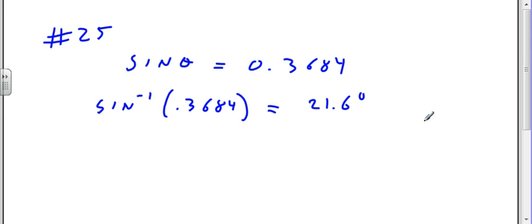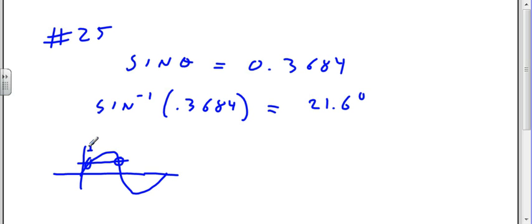That's the correct response. Because if I look at the sine function, it goes up, it goes down, it goes up. But that 0.36 guy happens twice. He happens in the first quadrant and he happens in the second quadrant. And the question says, tell me the value of theta between 0 and 360. So there's nothing wrong with 21.6 except it's only half right. We have to find the other theta. That's the whole point of the exercise.